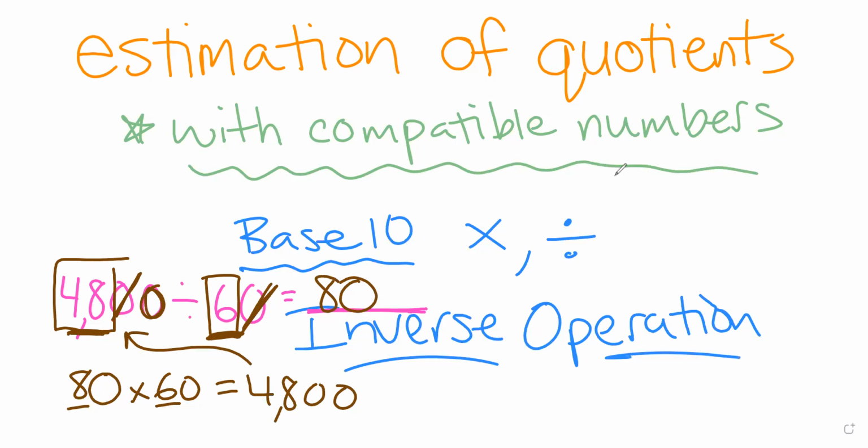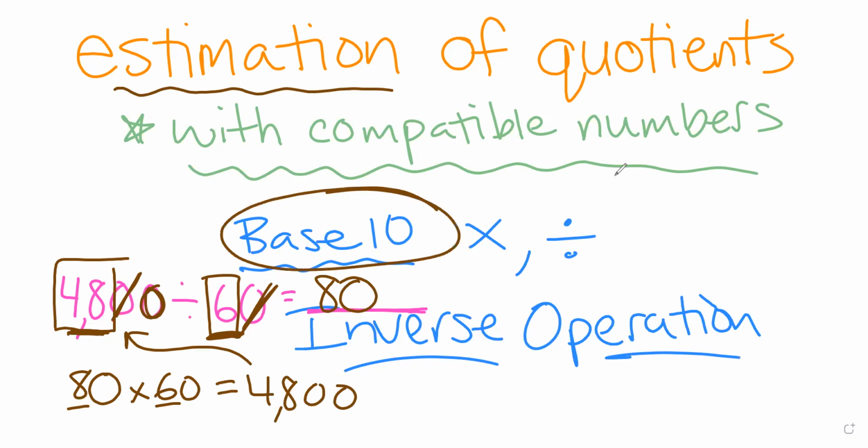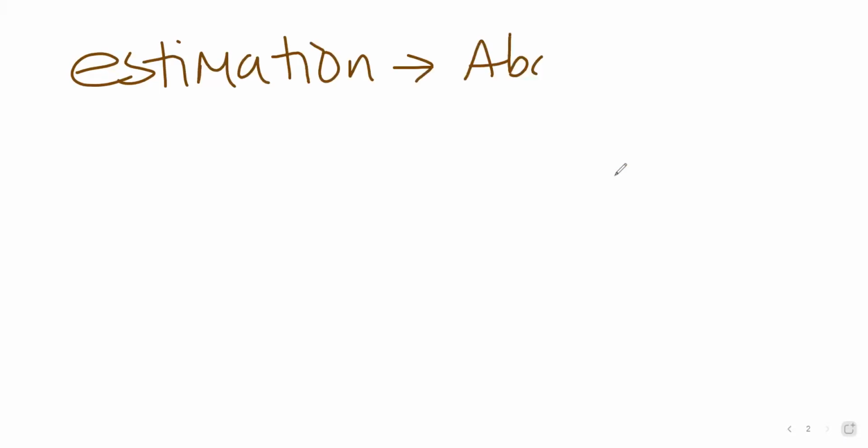The concept today, estimation of quotients with compatible numbers, is to actually do the same thing. We want to do the same type of math where we're estimating, meaning rounding numbers, to get them to this base 10 so that we can just do some division. But again, with the compatible numbers. So break it apart. We're talking about estimation. When we talk about estimation, that means we are getting about, right? About how much. We don't want the exact answer. We're just getting an idea.